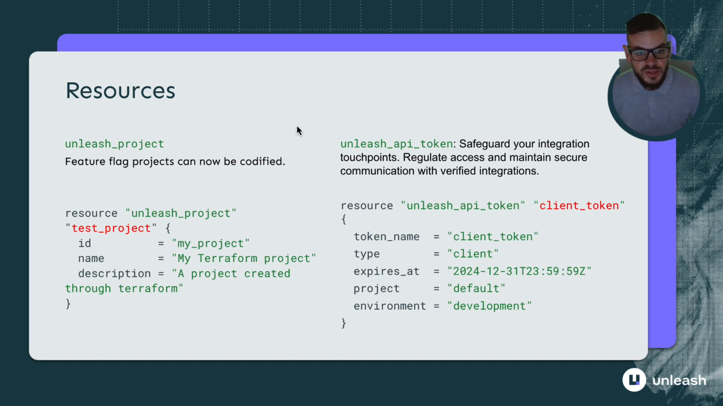Starting off with resources. Here we look at projects and API tokens. Feature flag projects can now be codified. This will let you standardize configurations and ensure consistent and rapid project setups. For the API tokens, you can now safeguard your integration touchpoints, regulate access, and maintain secure communication with verified integrations.